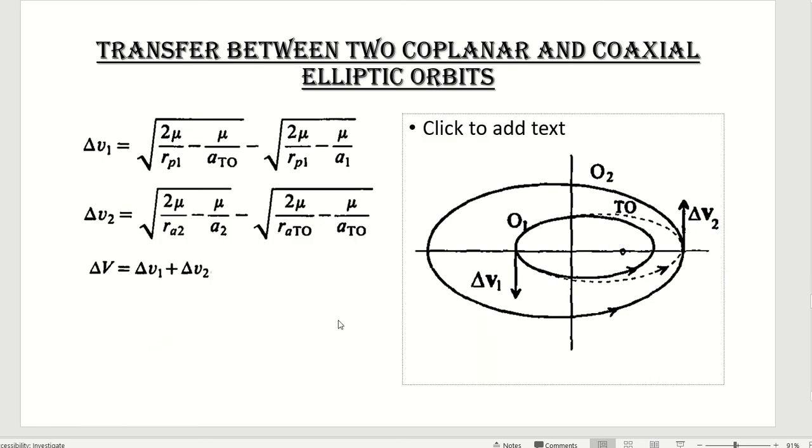There is a small difference in the velocity formulas. Initially, we had to transfer from circular to elliptical and elliptical to circular. For a circular orbit, our velocity equation is root of mu by r. Here the formula is for an elliptical orbit. These two look similar, but in the previous case, delta v1 is equal to root of 2 mu divided by r1 minus mu by a, minus root of mu by r1. You can check this.